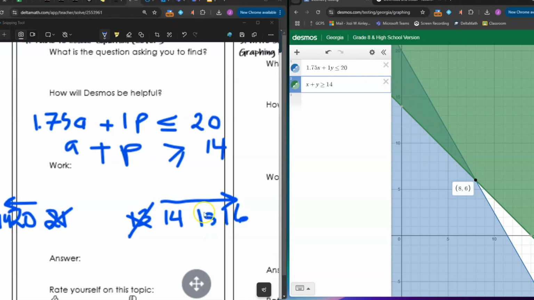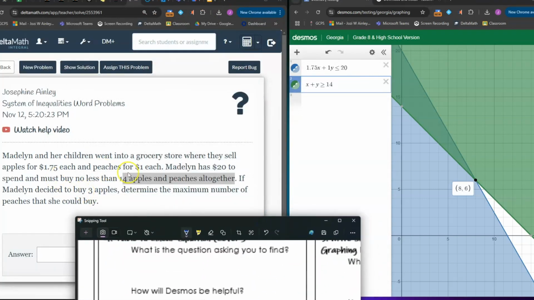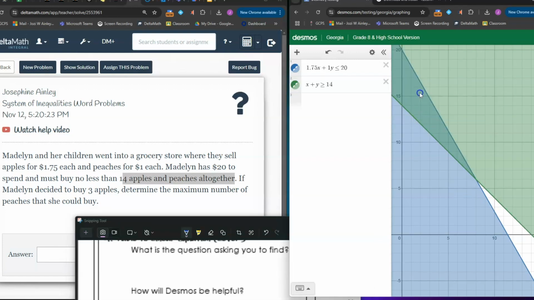So now that you have your solutions, you can go back to your question. And my question says what? If Madeline decided to buy 3 apples, so which one was first? Let's see, when we put it in, A was apples, right? So X is apples. So if X is 3, I'm going to go to 1, 2, 3. All right. How many peaches can she buy? All right. She can buy anything from here. So 3 goes with this one, this one, this one, this one, this one, and you can't buy half an apple, so not that one.